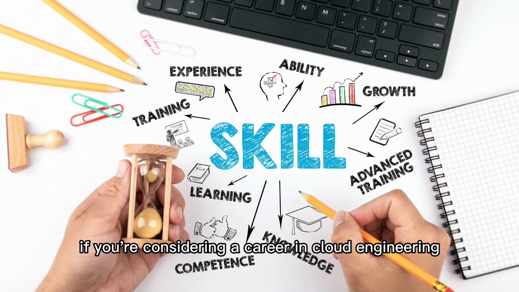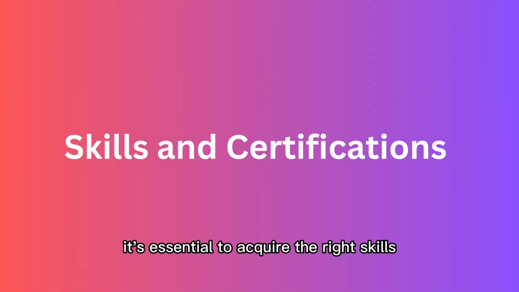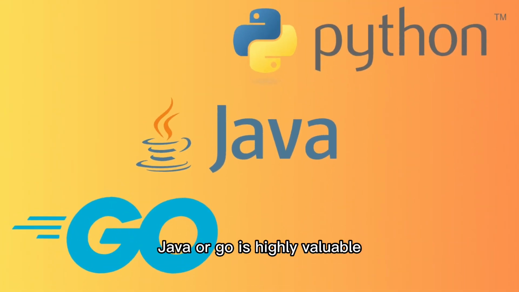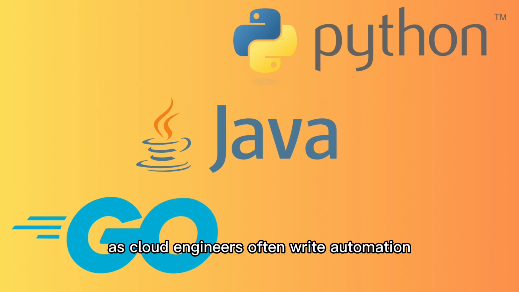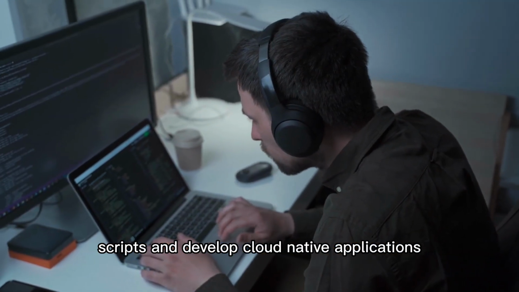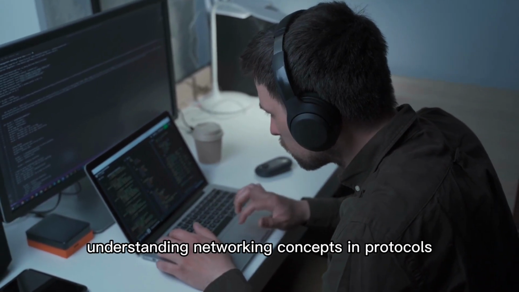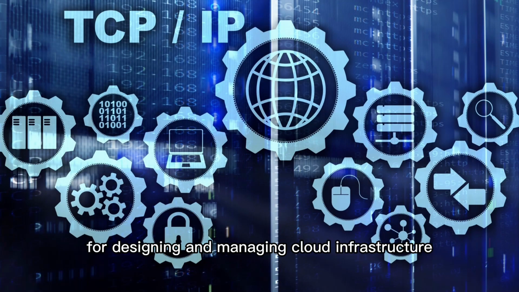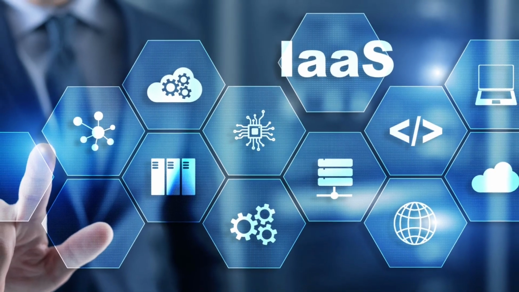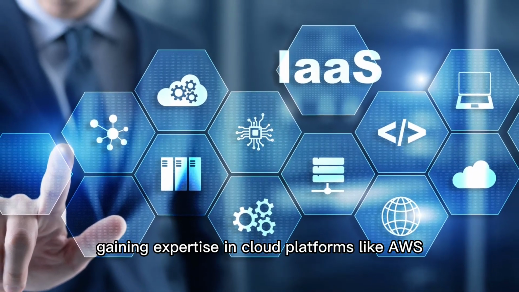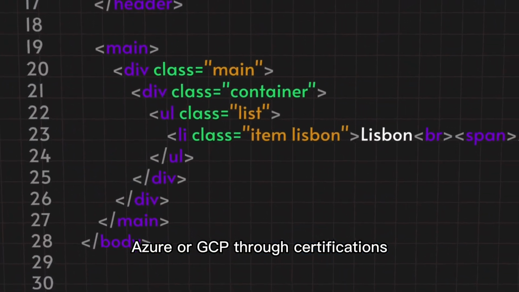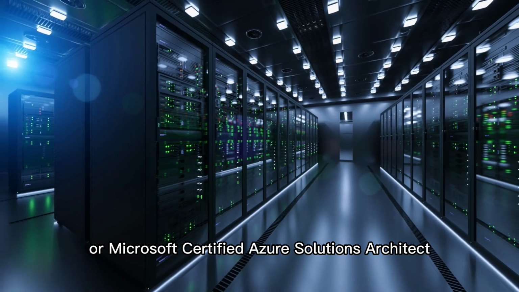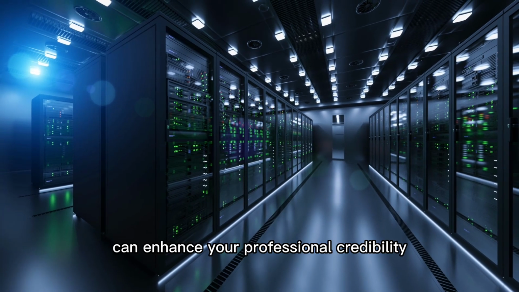If you're considering a career in cloud engineering, it's essential to acquire the right skills and certifications. Proficiency in programming languages like Python, Java, or Go is highly valuable, as cloud engineers often write automation scripts and develop cloud-native applications. Understanding networking concepts and protocols, such as TCP/IP and DNS, is also crucial for designing and managing cloud infrastructure. Furthermore, gaining expertise in cloud platforms like AWS, Azure, or GCP through certifications such as AWS Certified Solutions Architect or Microsoft Certified Azure Solutions Architect can enhance your professional credibility.